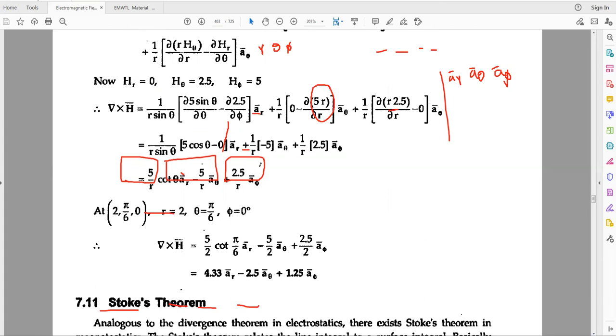Got it, my dear? Simple. If you know the formula, substitute the values, apply the derivative, and then find the value of del cross H bar.